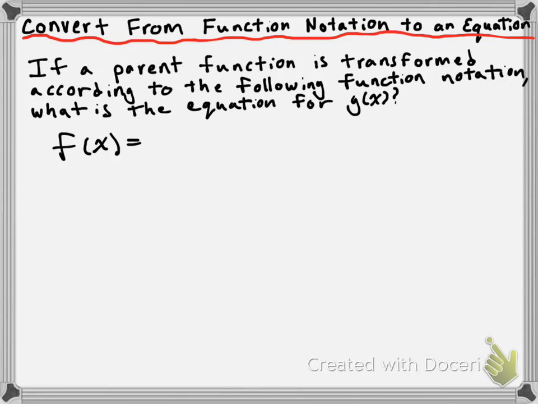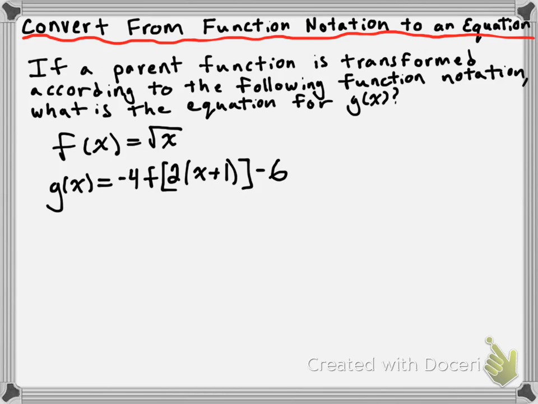So in this case, let's suppose that f of x is our parent function, which is the parent function for square root functions, and let's suppose that our function notation to get g of x is given by g of x is equal to negative 4 times f of 2 times x plus 1 minus 6. Okay, so this is what we have here for g of x, that is basically a set of instructions for getting the equation.